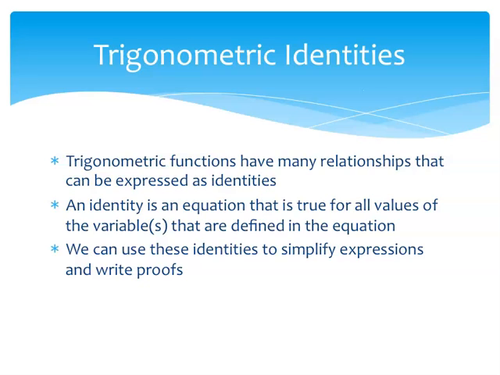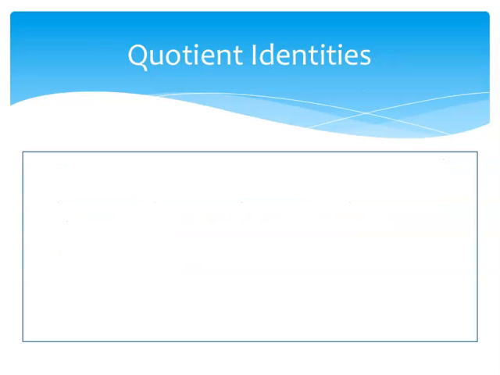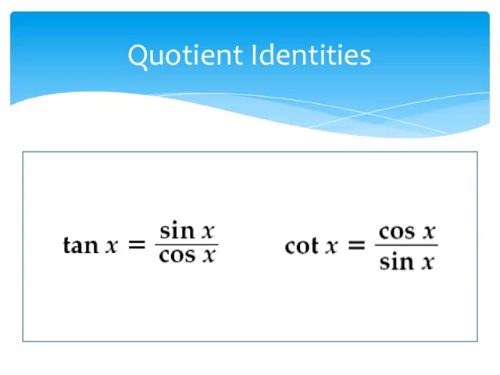The first set of identities are called the quotient identities. So the quotient identities, as you might imagine, would be one divided by another is equal to a quotient. So here are the two. Tangent of x is equal to sine of x over cosine of x. And the second one, cotangent of x is equal to cosine of x over sine of x. Now you may remember that cotangent is the reciprocal of tangent, so you can see exactly how we get that second one. All we do is take sine over cosine and flip it, and it becomes cosine over sine.